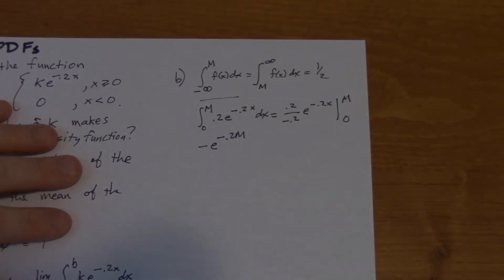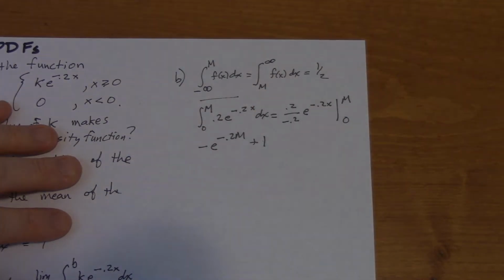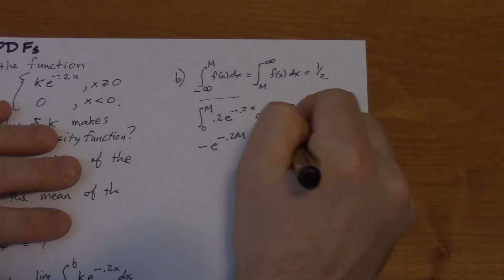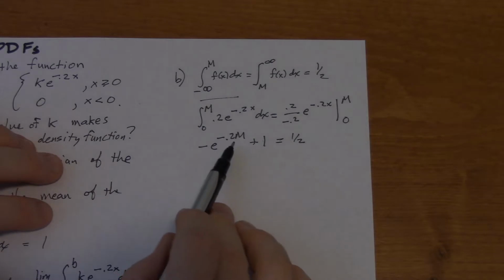Okay, and when I plug in 0, I'm going to get 1. So it's going to end up being plus 1, because once again, the 0.2's cancel. And that's supposed to be equal to 1/2.